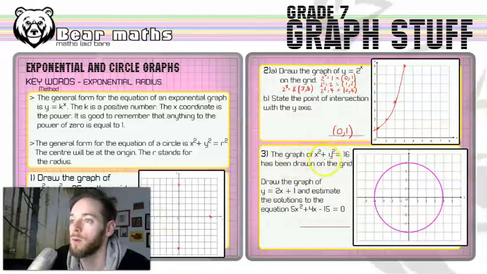Right, moving over, let's have a look at question number 3. Now the graph of x squared plus y squared equals 16 has been drawn on the grid. There it is in the purple.